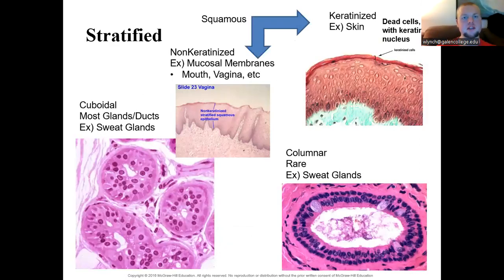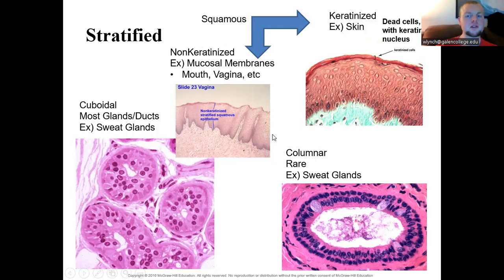If we have a stratified, areas of stratified, we have examples of cuboidal within sweat glands. We have a non-keratinized squamous and a keratinized squamous. The non-keratinized squamous is going to be outside of the skin. So we're going to find this in places like the mouth and the vagina. Keratinized squamous is going to be on the top of the skin. So we see the epidermis of the skin here. We have a keratinized layer of squamous epithelium here.